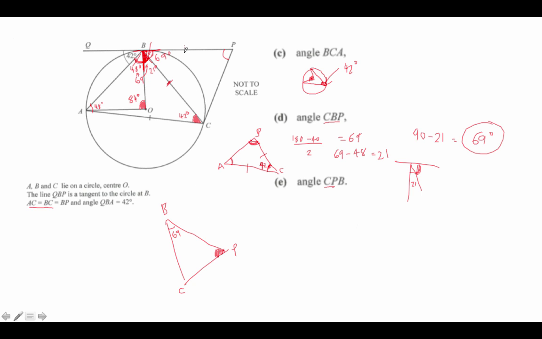Well, again, it's isosceles because both these sides are the same length. So if I've got an isosceles triangle, then the base angles are going to be the same. So to find CPB, I need to do 180, take away 69, and then divide it by 2, which means that this angle is going to be 55.5, and this angle is going to be 55.5 as well.